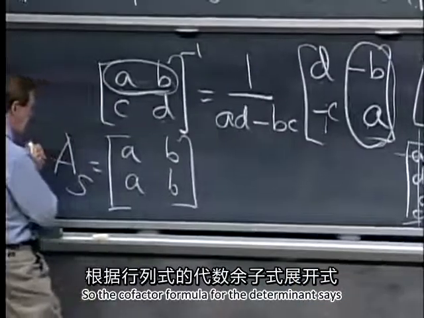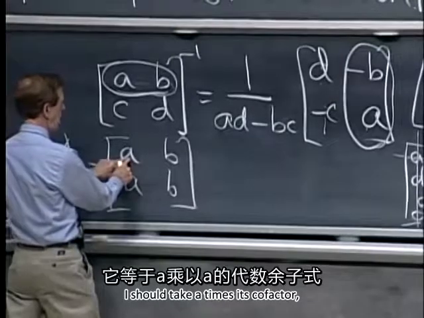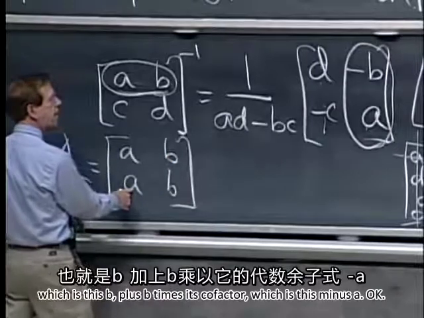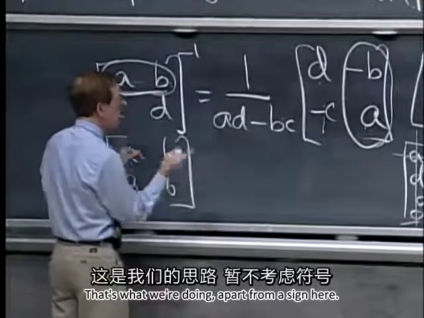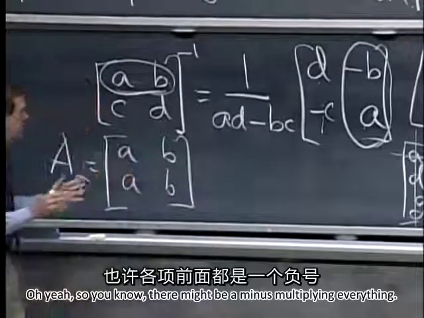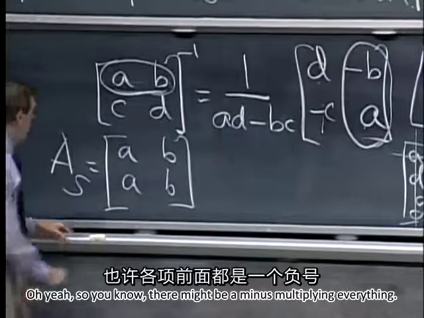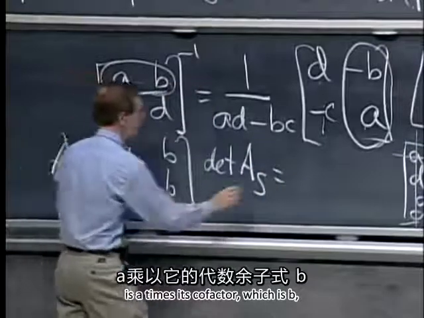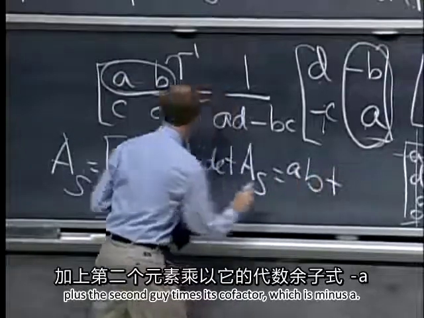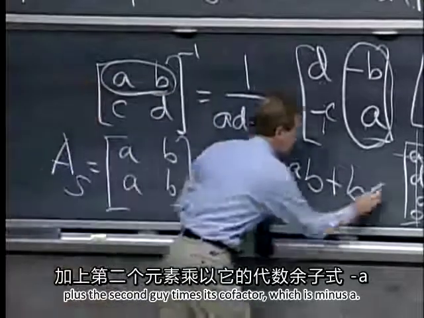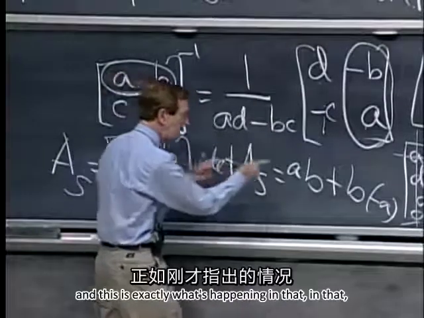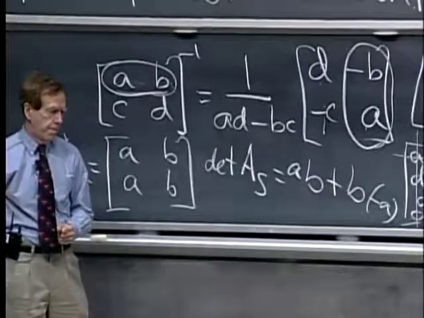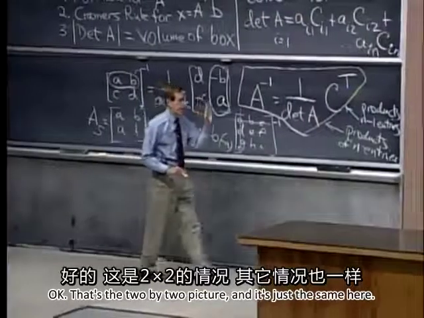The cofactor formula for the determinant says I should take A times its cofactor, which is this B, plus B times its cofactor, which is this minus A. That's what we're doing, apart from a sign here. There might be a minus multiplying everything. So the determinant of A screwed up is A times its cofactor, B, plus the second entry times its cofactor, minus A. And of course, I get the answer 0. This is exactly what's happening in that row times this wrong column. That's the 2 by 2 picture.